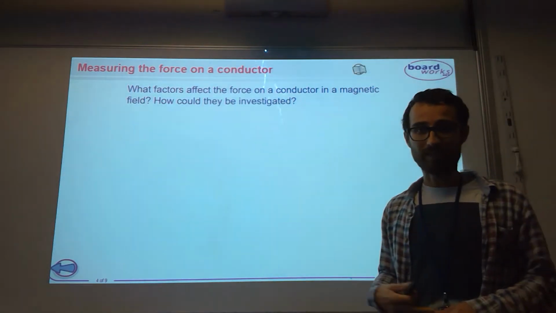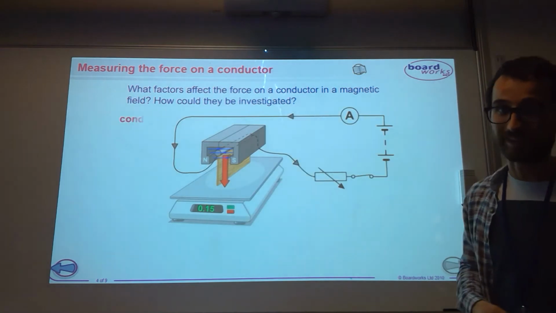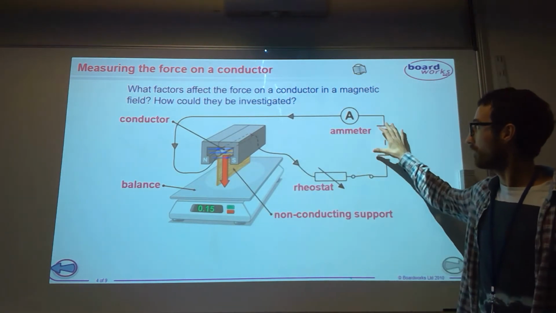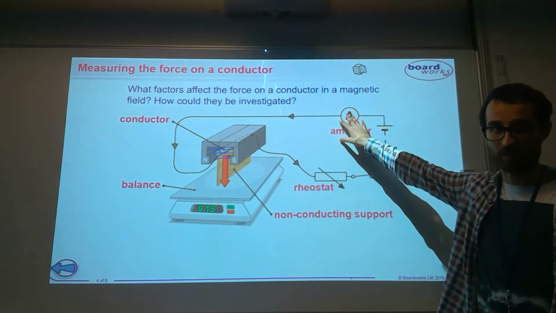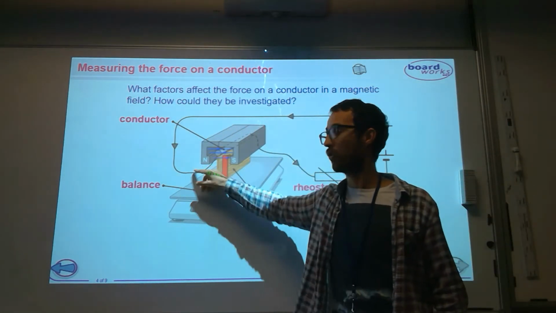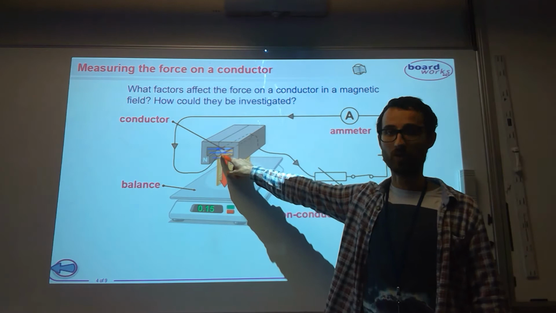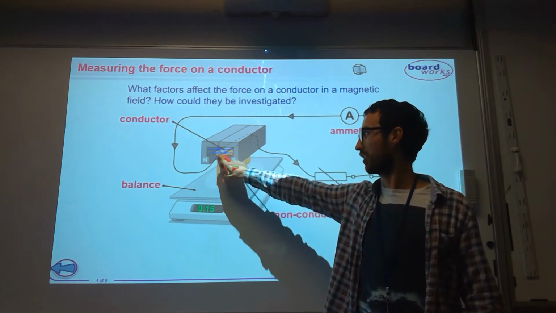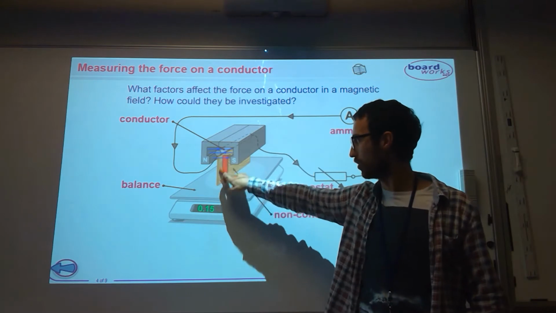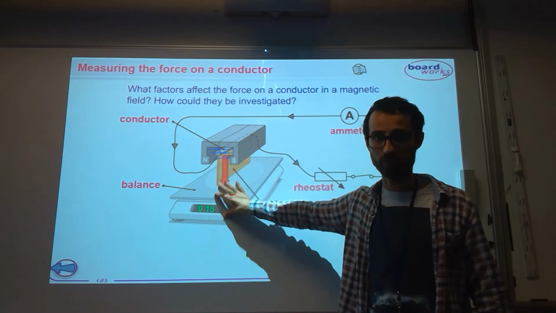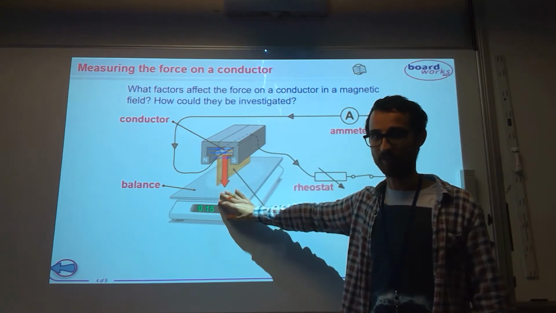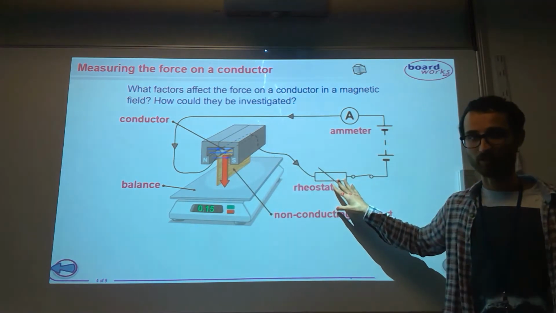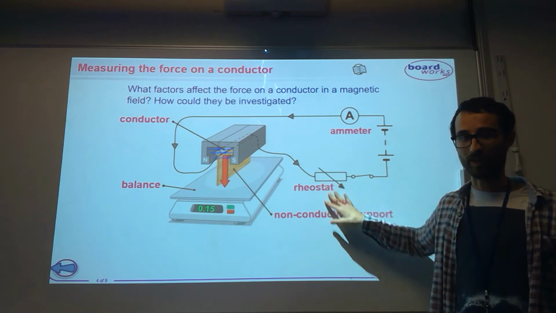How could we investigate these factors? Well, we can set up some sort of apparatus like this, which looks really cool. We've got a battery going through an ammeter to measure the current, because that was in the equation. It goes through into a magnetic field here and through a conductor. That conductor is a rod stuck to a piece of wood or something, so that it can apply a force onto this balance. The current then comes out the other side through a variable resistor, or rheostat as they're also known, which can be used to vary the current.